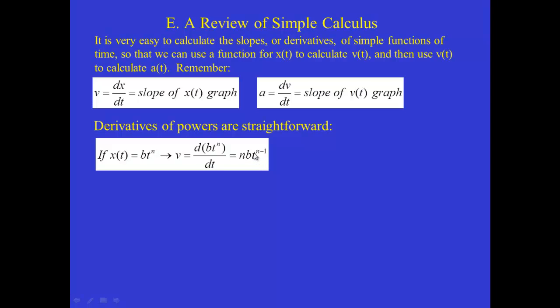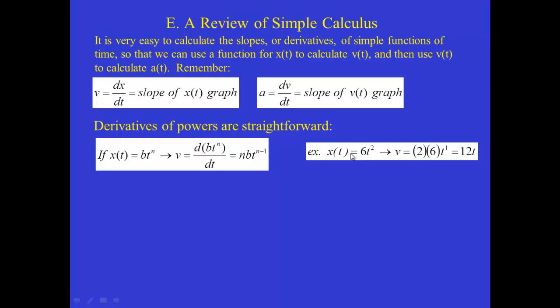Now where does that come from? What happens is the power n comes down in front as a multiplier, right? So it's n times b, and in the process of finding the slope, the exponent for the time variable gets decreased by 1. So if x is bt^n, then v is nb t^(n-1). And just to make sure that that's crystal clear, here's an example with numbers.